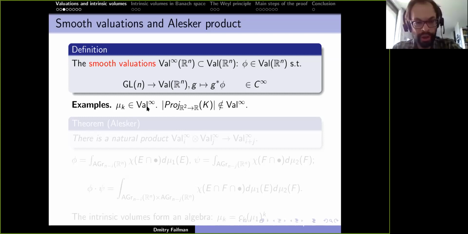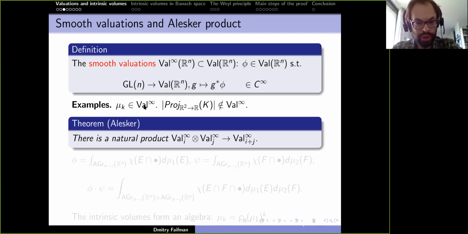Yeah, and here is a key construction of Alesker that connected valuation theory to integral geometry in a very fundamental way. The product of smooth valuations, so it respects degrees of homogeneity. And let me give you an example, but a main example of how this product is defined.